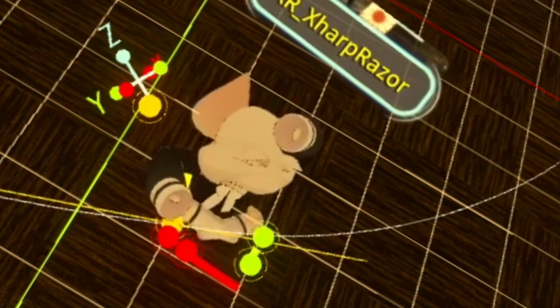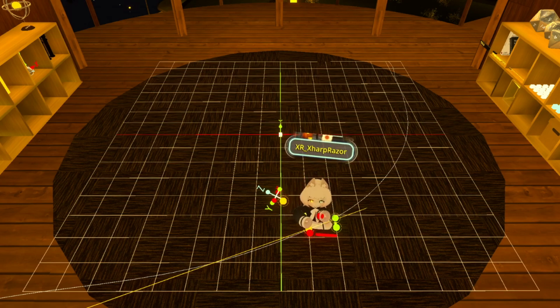Ow. My table. Okay, my table's not broken. I'm good.